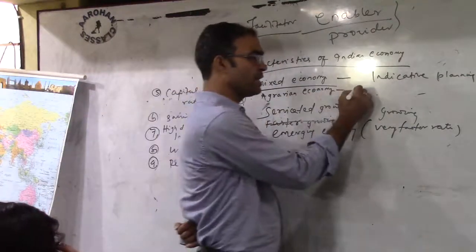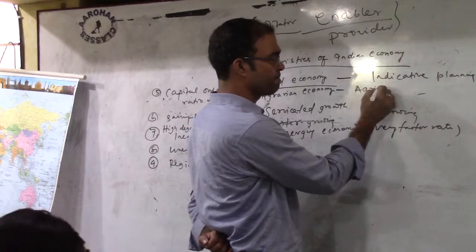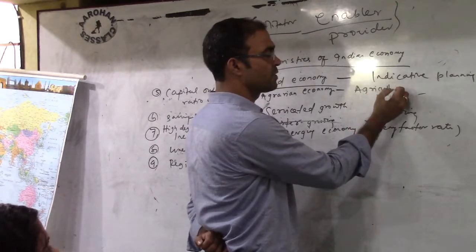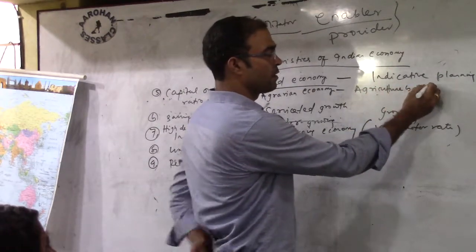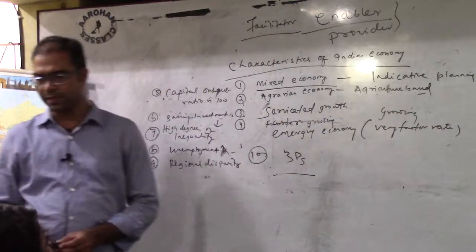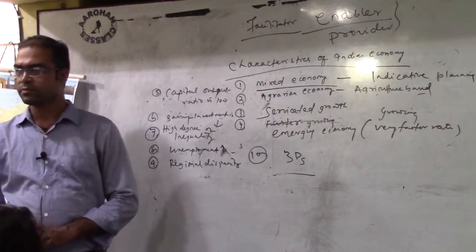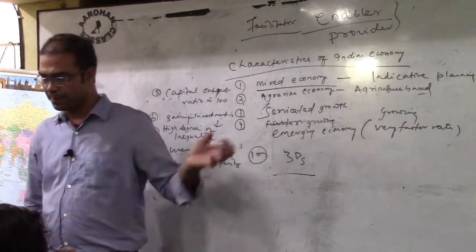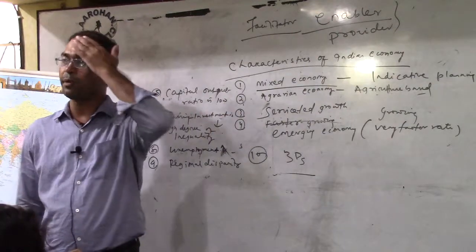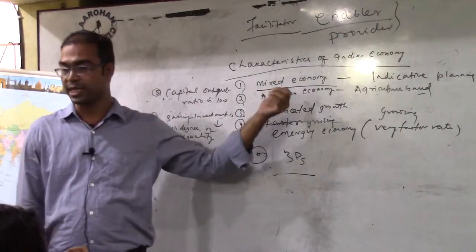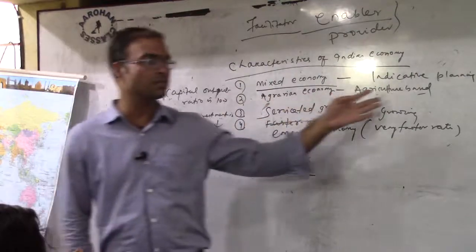What is agriculture based? What does it mean? Agriculture based means what? GDP 50% dependent. Maximum people. On the basis of employment, we are saying it is agrarian. Then you are writing simply agriculture based economy, that is okay.